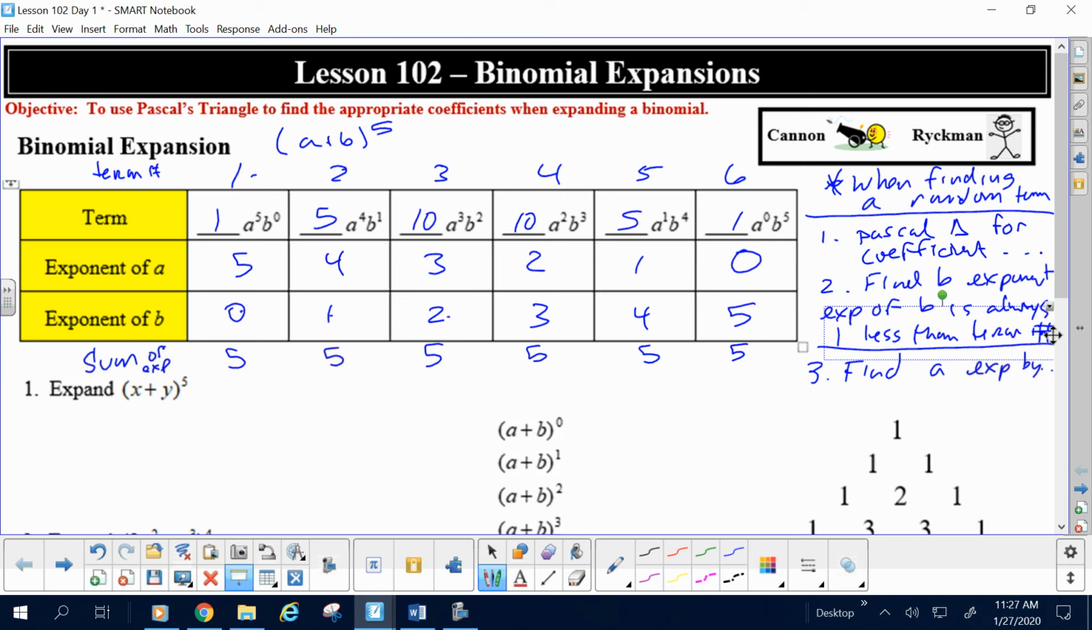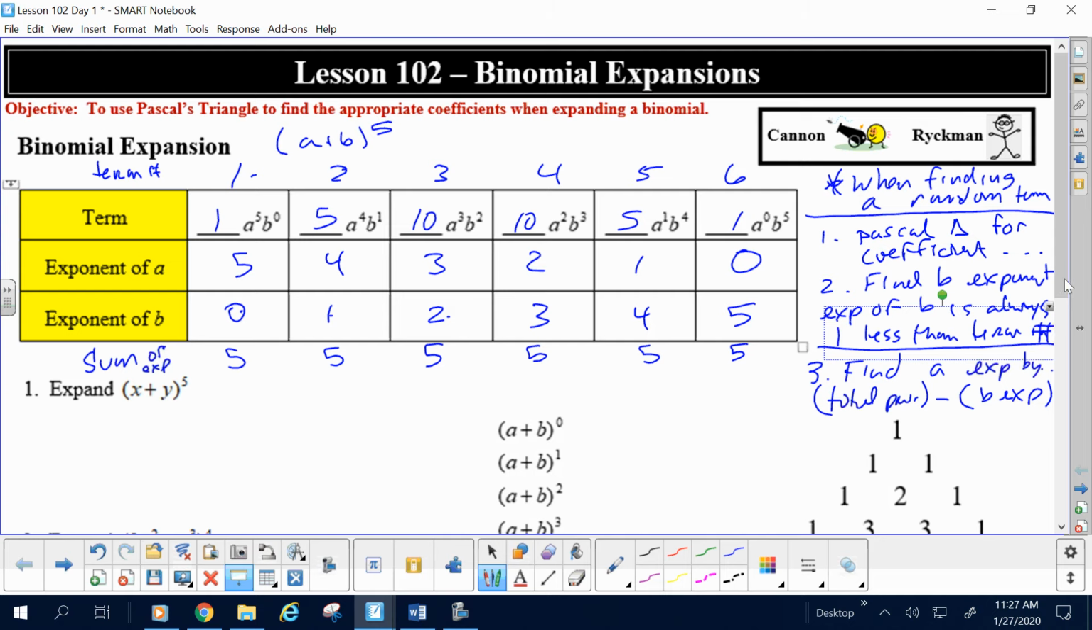So for example, if I said a plus b to the 20th, and I wanted the 7th term, find b's exponent first. The 7th term would be b to the 6th, and you know the exponents need to add to 20, so it'd have to be 14. So you can find the a exponent by total power minus the b exponent. You down?